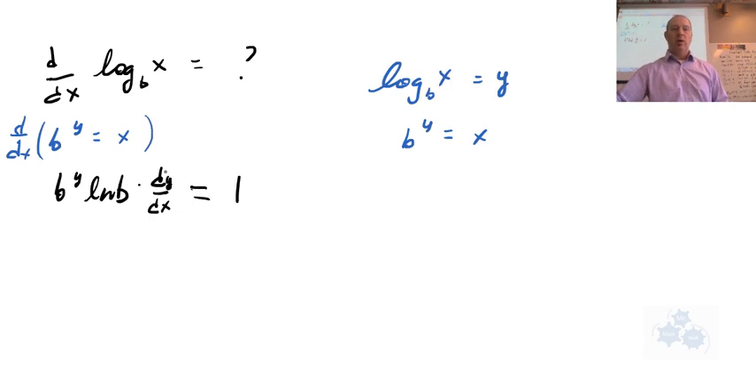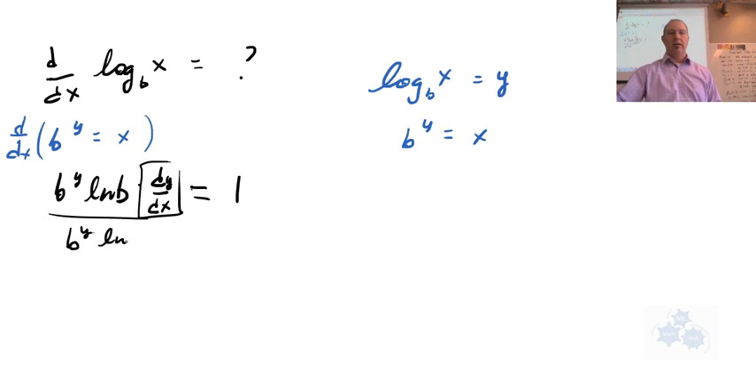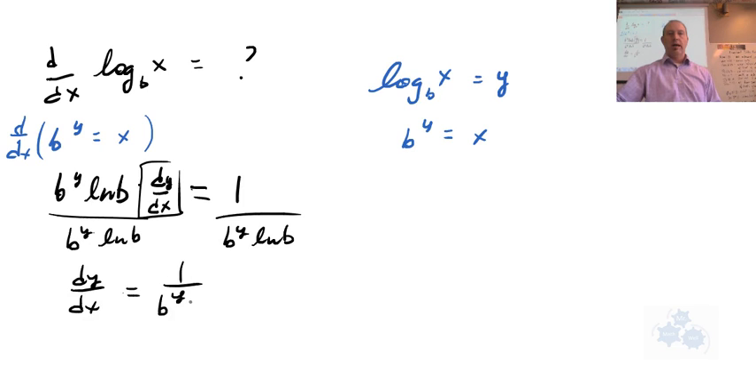What we do now is we want to solve for this. So I divide both sides by b to the y ln b, and I get dy over dx is 1 over b to the y ln b. And then I go back over here and say, b to the y is actually just equal to x here. So this 1 over b to the y becomes 1 over x ln b.